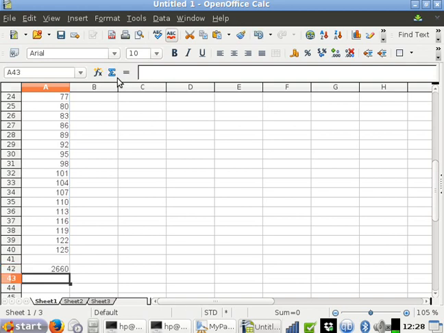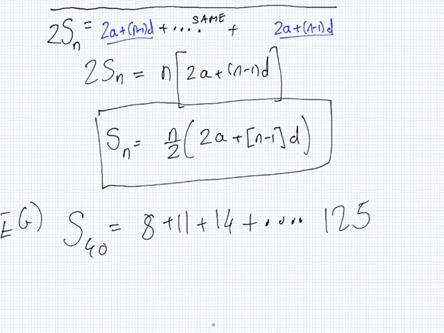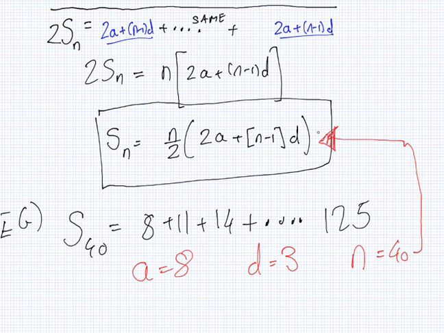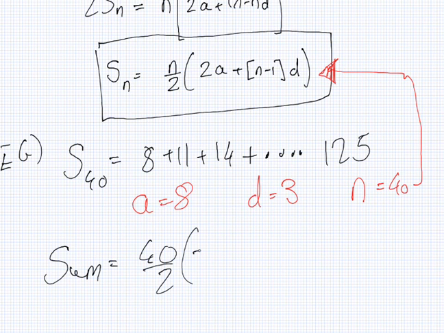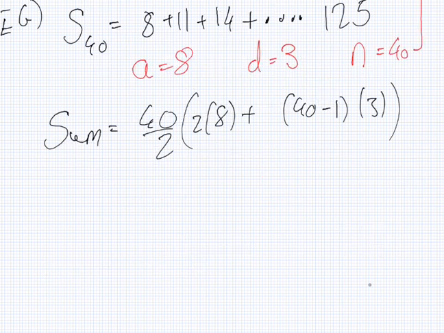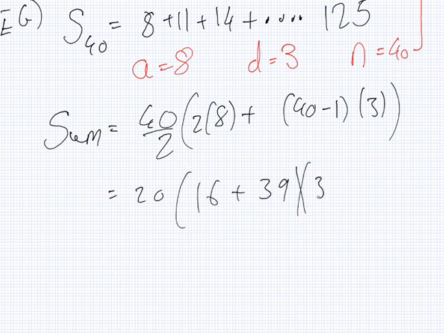We should get 2,660 when we add all these numbers together. So let's see if I can do that. What's the first term? 8. D, 3. N, 40. Let's put those numbers into my formula. So I get the sum equals 40 over 2, 8. Yes? Plus 40 minus 1 times 3. So that would be 20, 16 plus 39 times 3.